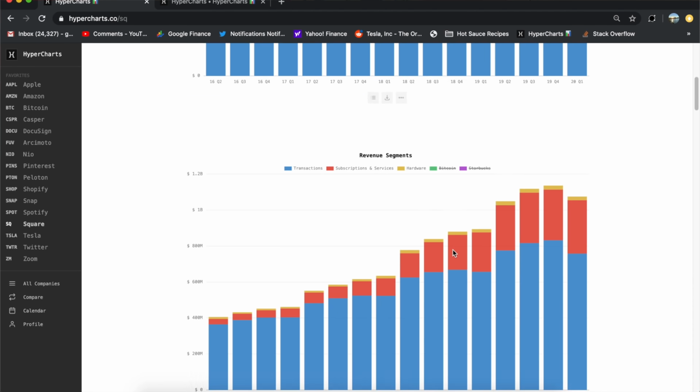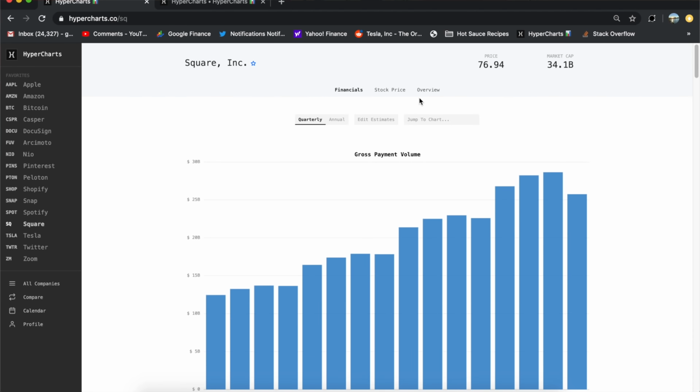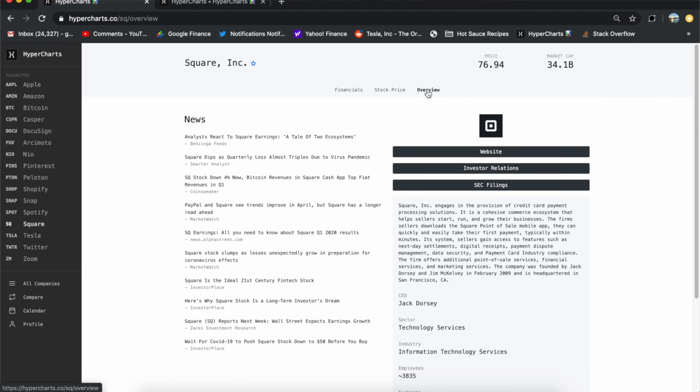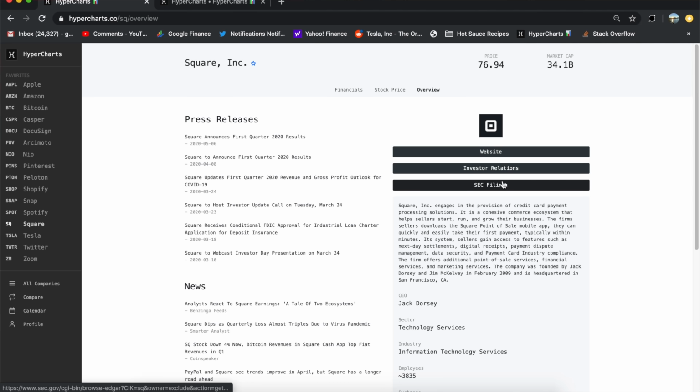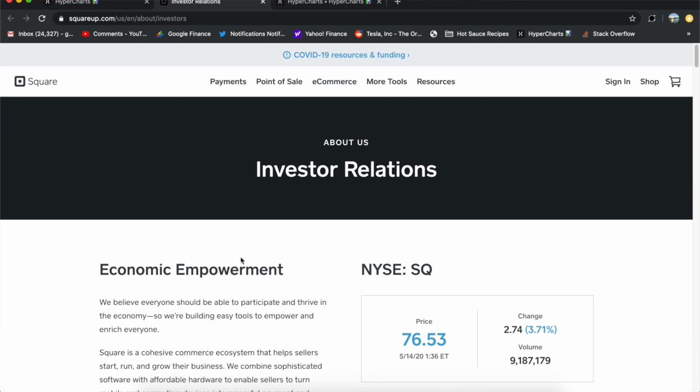We update this every single quarter. If you want to get deeper, this is a super useful feature we've added as well. Go to the overview page. We aggregate news here, CEO, little description. But if you want to get into the core nitty-gritty SEC filings, you can click this, or we can just go to the investor relations site of Square. It'll take us immediately there, and this is integrated for pretty much every company on HyperCharts.